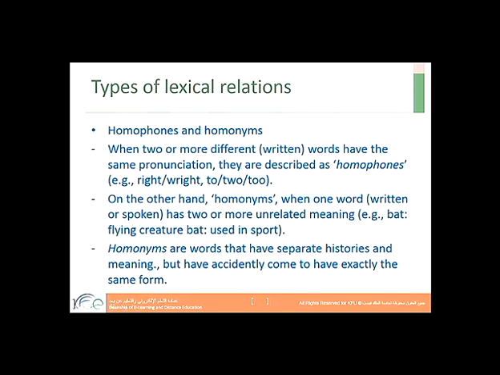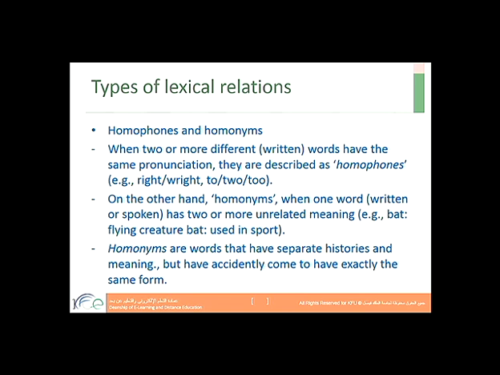We are still talking about the different types of lexical relations. Here we have what is known as homophones and homonyms. When two or more different written words have the same pronunciation, they are described as homophones.